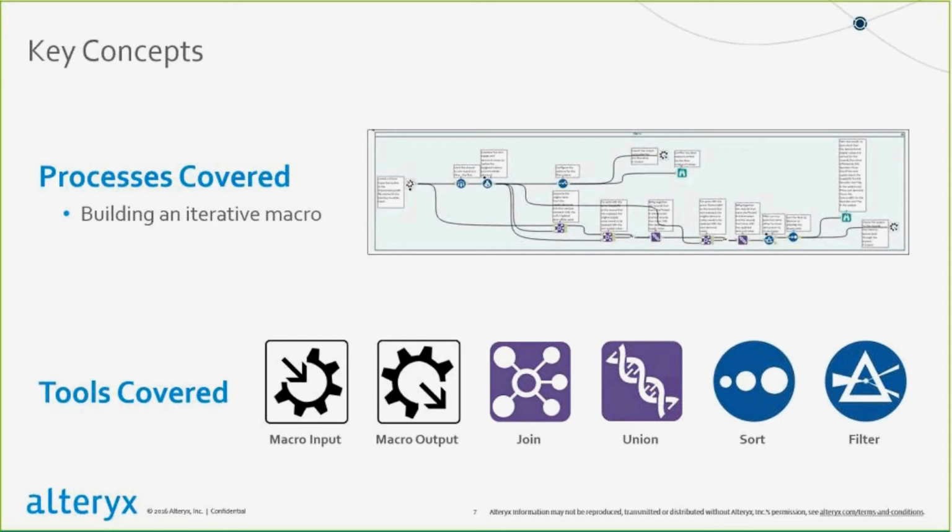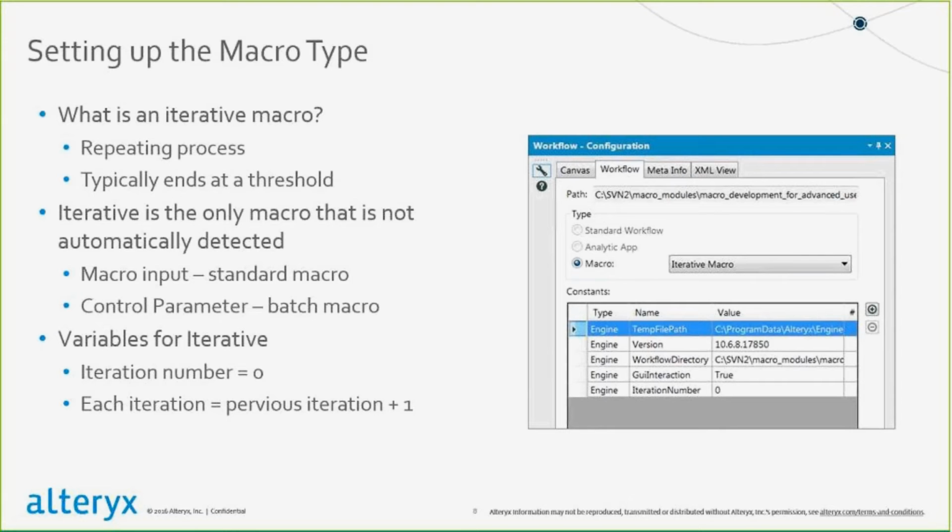Some of the tools that will be covered today are the macro input and output, as is necessary for every type of macro. And one tool that we will use that you may not be experienced with, but really isn't a tool itself, is the interface designer. So we're going to walk through that and what you can do with the interface designer. We'll be using join multiple times to complete our macro. We'll be using union a few times, and then some other simpler tools like sort and filter.